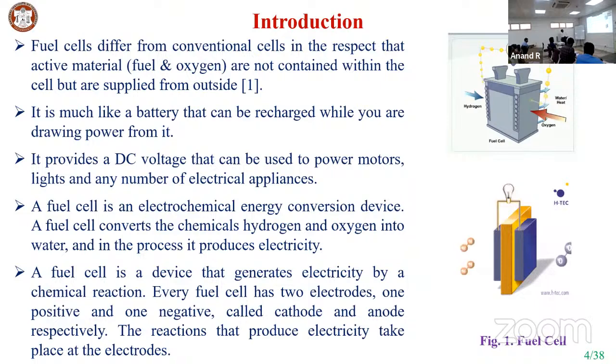So a fuel cell differs from conventional cells in that the active materials, fuel and oxygen, are not contained in the cell but are supplied from outside. Ultimately in the fuel cell we are going to produce electricity in the form of milliamps per unit square area of the fuel cell surface. The fuel cell has a chamber in which you need a provision to keep the anode, and a provision to keep the cathode.